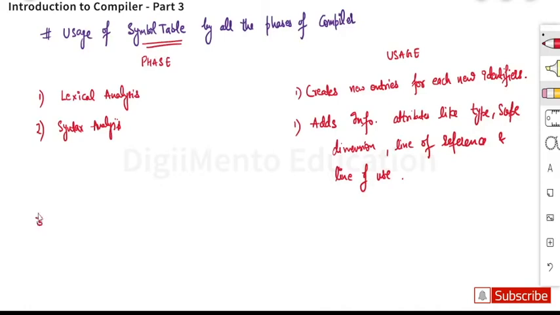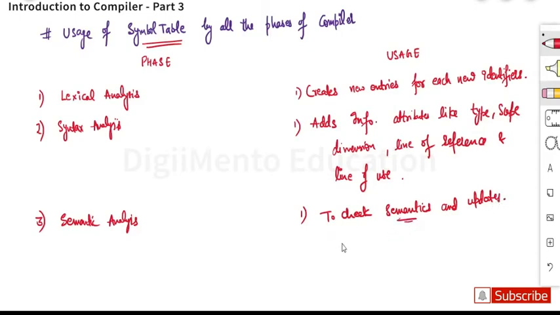Now, third phase is semantic analysis. And how does this semantic analysis use the symbol table? It uses the available information. Whatever information is available in the symbol table, it will use that information to check semantics and then it updates the symbol table. So what do we mean by semantics? Let's take an example. Suppose we have written something like this: a = 10 in our code. Now it will check the entry of a in the symbol table to check if it is an array or a variable.